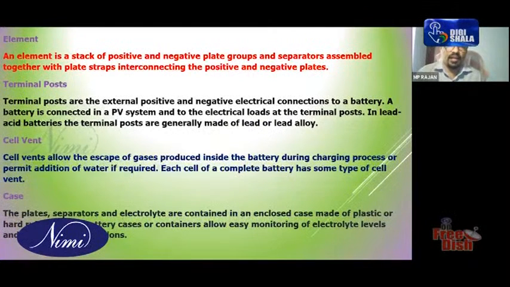Okay, the case. All the 6 cells are given in a case. The case is normally made of plastic or rubber, which should be an insulating material, and this gives complete protection to the cells and other connections. Nowadays you can see the battery will have a transparent case through which you can see the level of electrolyte inside. You can see the plates also. So different types of cases are available in the market.